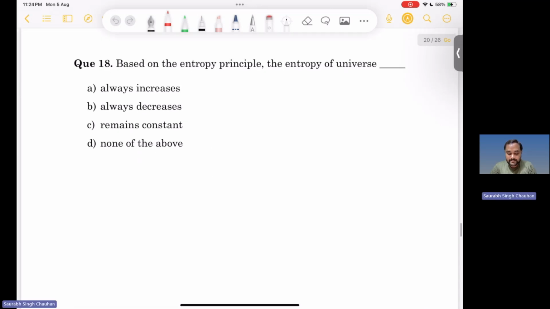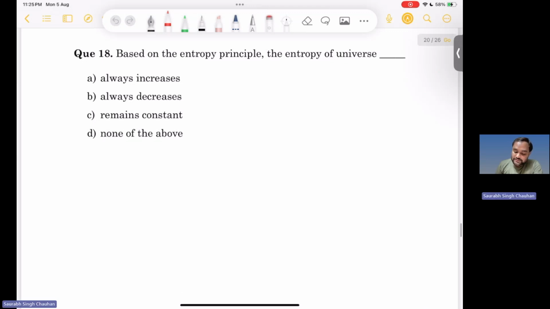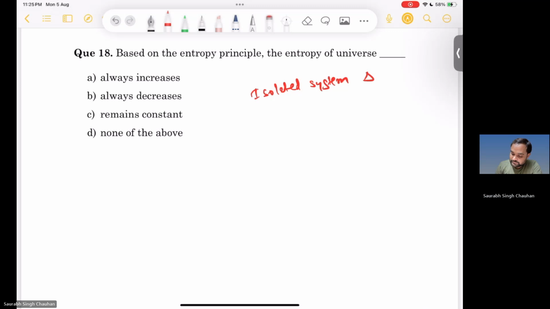Question number 18. It says, based on entropy principle, the entropy of universe, does it always increase, or always decrease, or remain constant? So from second law of thermodynamics, you know that entropy of an isolated system will be positive or zero. It cannot decrease.